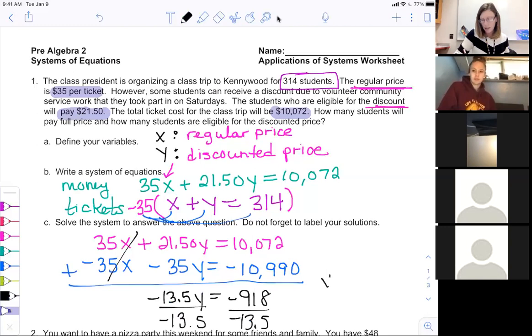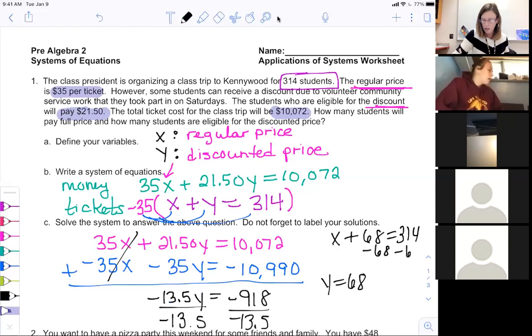And I got 68 for Y. After I find y, I need to get x by plugging in 68. So I would subtract 68. And I get 246.